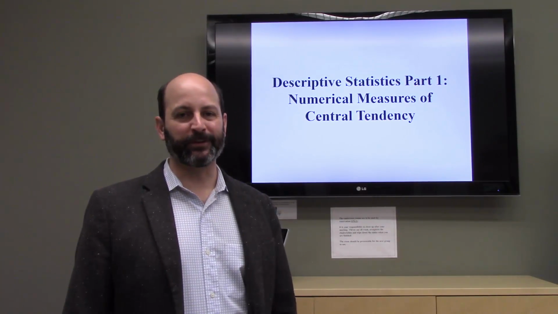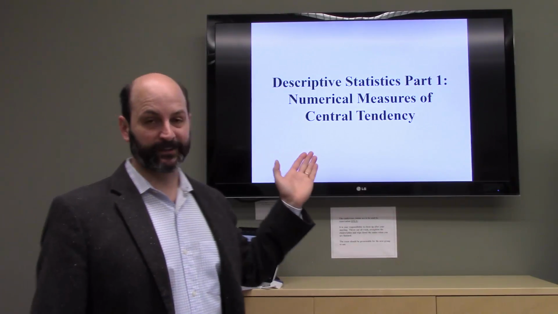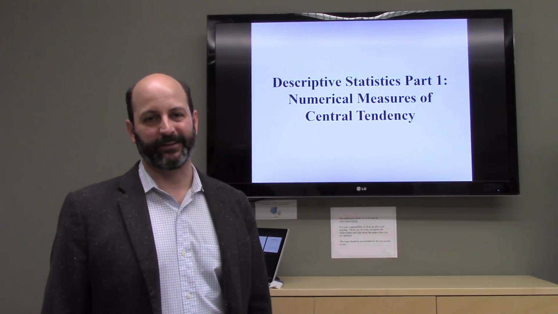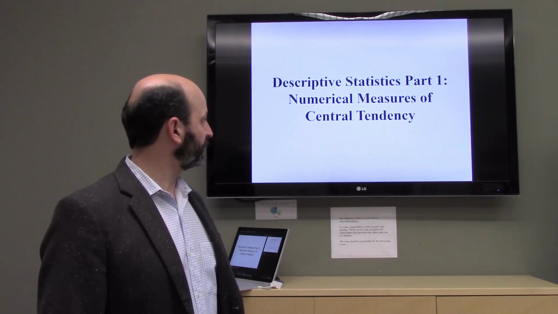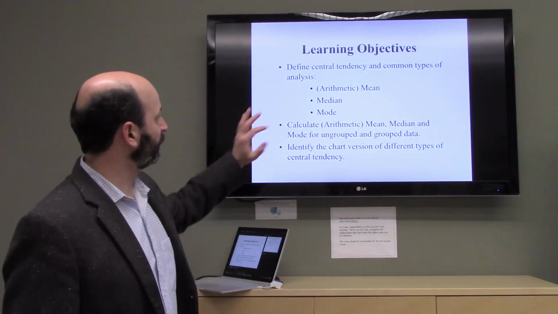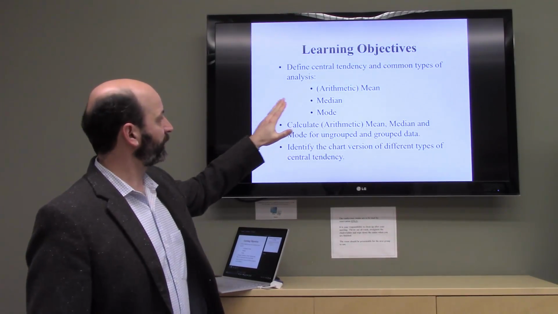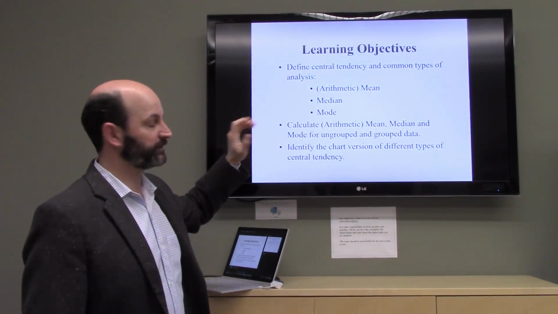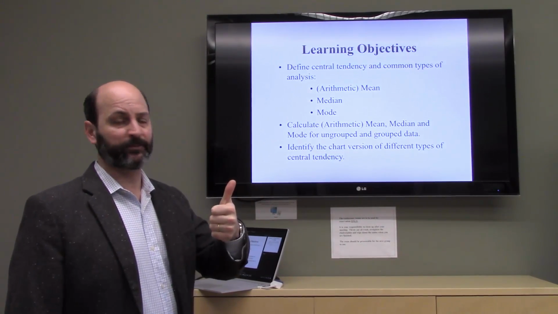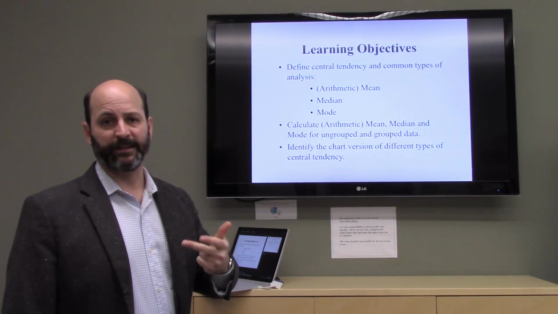Hi everybody, today we're going to talk about Descriptive Statistics Part 1, Numerical Measures of Central Tendency. We're going to get into detail on a few different areas, but the learning objectives for today are to define central tendency and common types of analysis through the mean, or arithmetic mean as sometimes we call it, median, and mode.